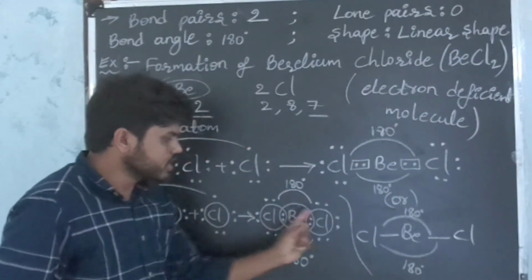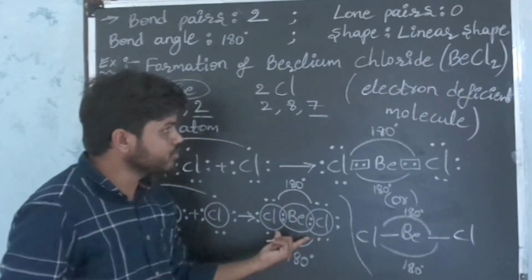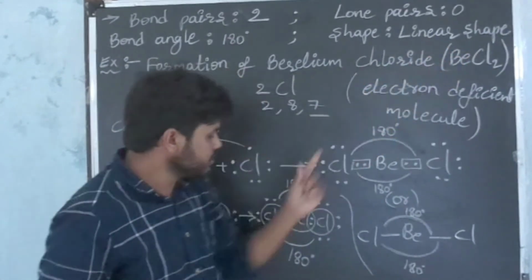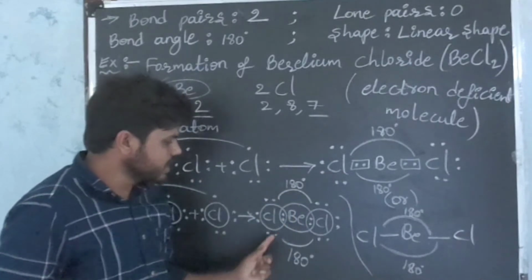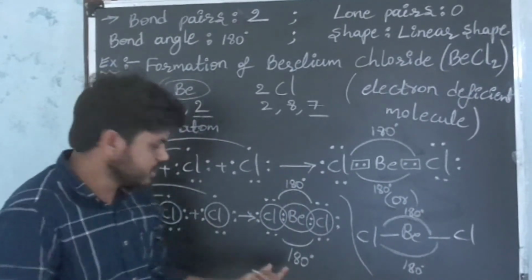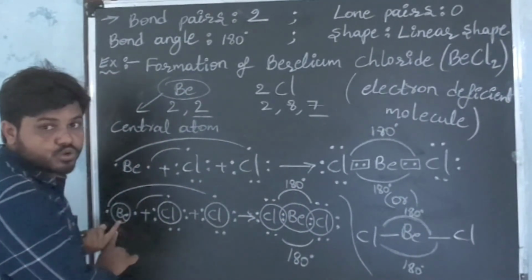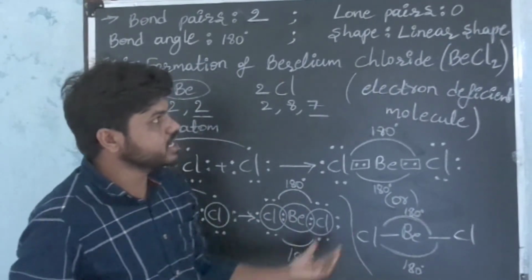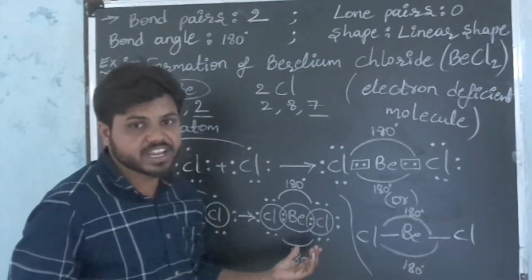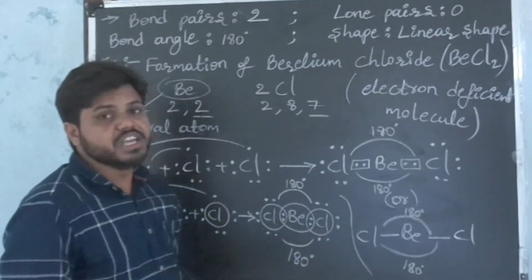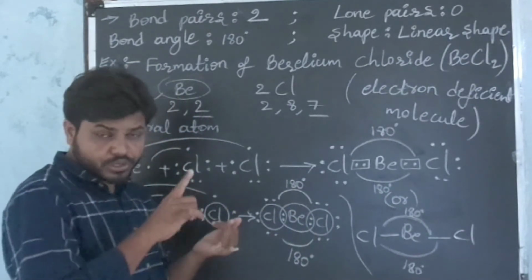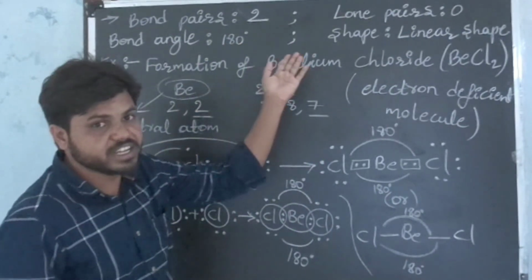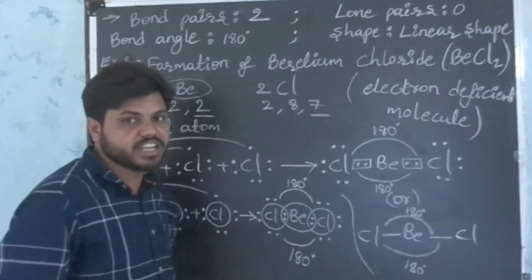Okay. Now, by looking at this structure, we can say the shape of the molecule is linear, and the bond angle is 180 degrees. Here also 180 degrees. Okay, in beryllium there is no lone pair of electrons in the valence shell. If any molecule has 2 bond pairs without any lone pair, we get a bond angle of 180 degrees and the shape of the molecule is linear.